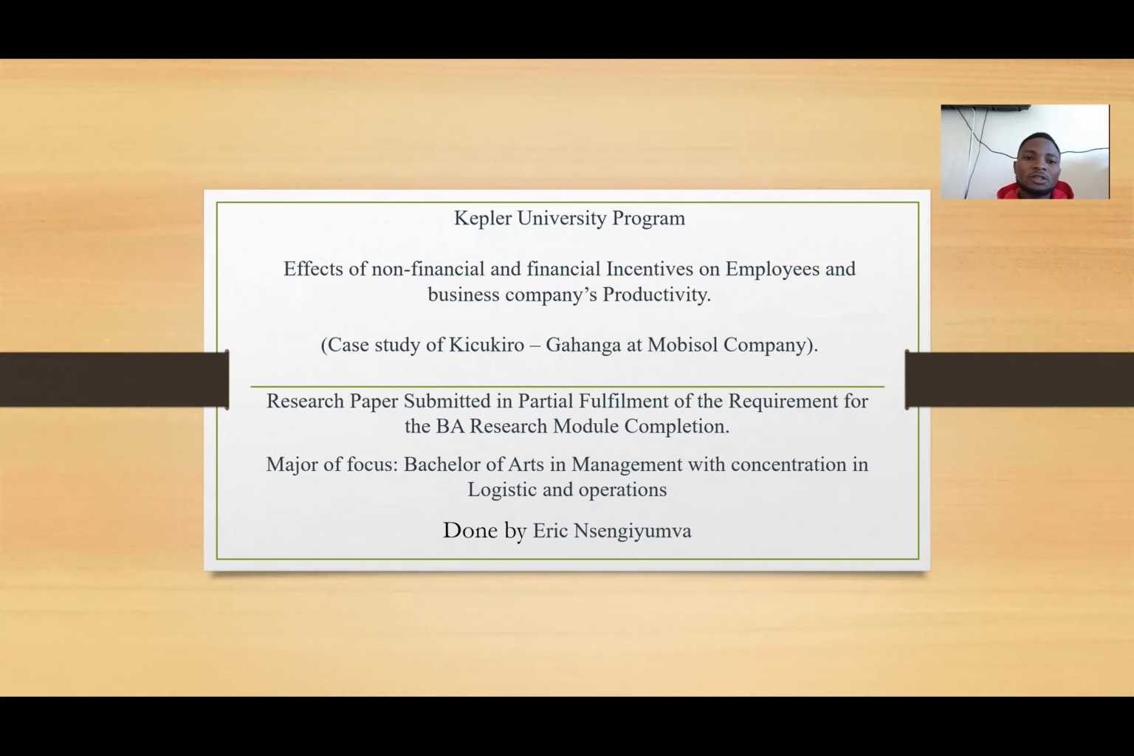In this research, it's all about the effect of non-financial and financial incentives on employees and business companies' productivity. The case study of Kicukiro Gahanga at Mobisol Company. The research paper is submitted in partial fulfillment of the requirement for the BA research module completion. So the major of focus is Bachelor of Arts in Management with concentration in Logistics and Operations.